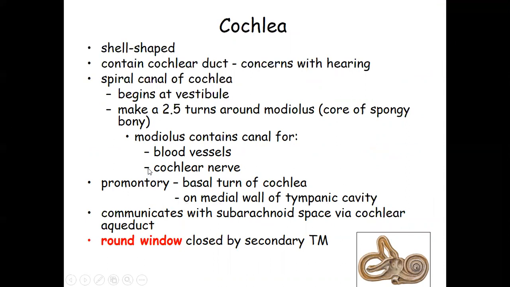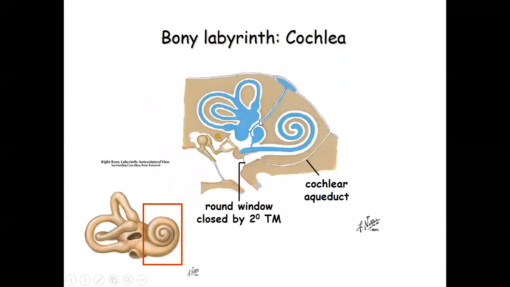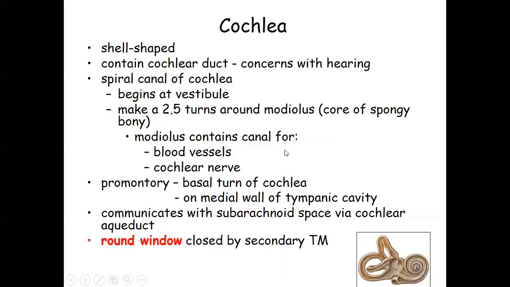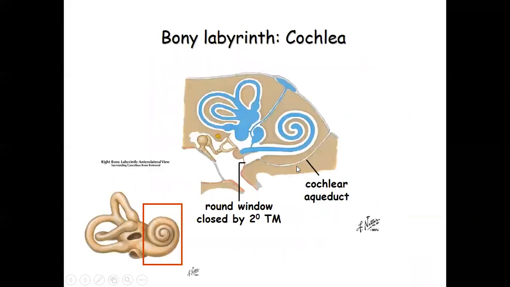I hope you can still remember the promontory that I showed you just now on my previous slide. The cochlea communicates with the subarachnoid space via the cochlear aqueduct. You can see here, this is the cochlear aqueduct. And this is the cochlea.